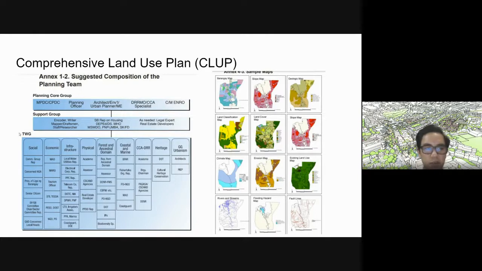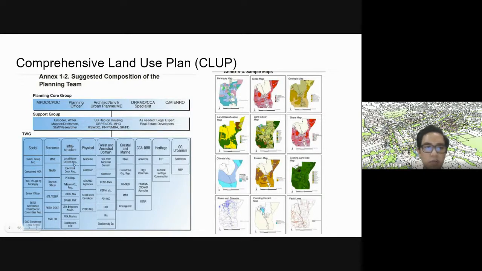And TWG, I'm not sure what this is, some kind of group, TWG group. So you have, from the social side, communities, group representatives, concerned NGAs, president of Liga ng Barangay, senior citizens, SP and SB. I think that's Sanggunian Bayan or something. Committee chair, sector, community rep, and GAD concerned local heads. In the economic side, tourism officers, MAO, MARO, TESDA, DOST, Department of Tourism, NGO, non-government offices.